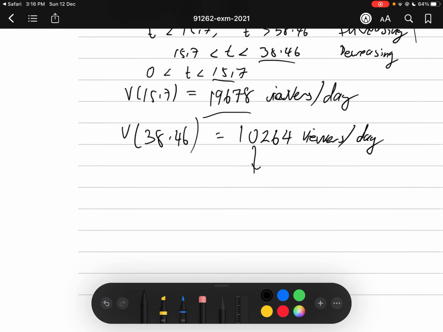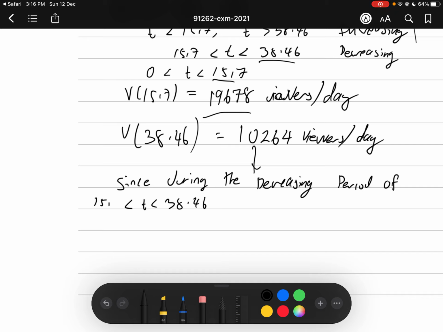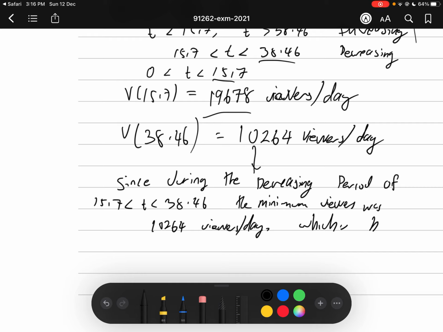So we can say, since during the decreasing period of T between 15.7 and 38.46, the minimum viewers was 10,264 viewers per day, which is higher than 10,000, the presenter will not lose the income.